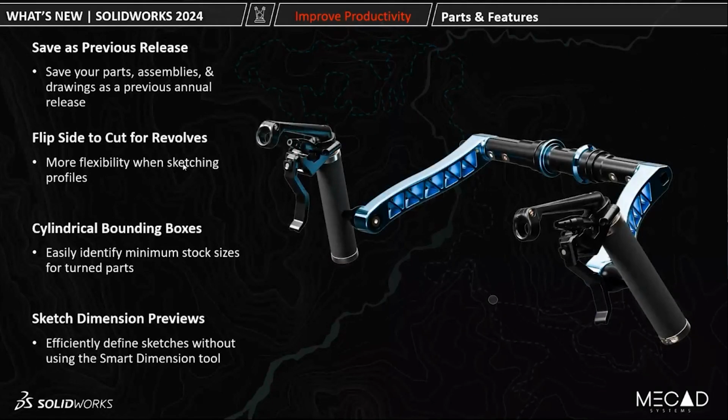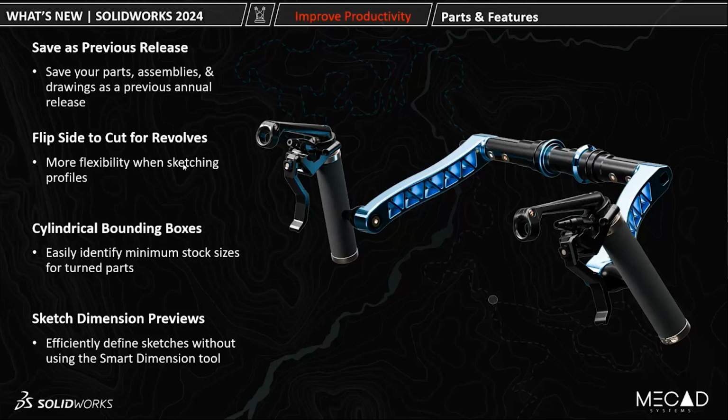Right, so just a recap again: save as previous release. This works with parts, assemblies, and drawings. The beautiful thing is it carries over all of the parts. So for example, if you save an assembly or drawing, it's basically going to act like a little bit of a pack and go. It will take all of the other parts and convert them to the previous release as well.